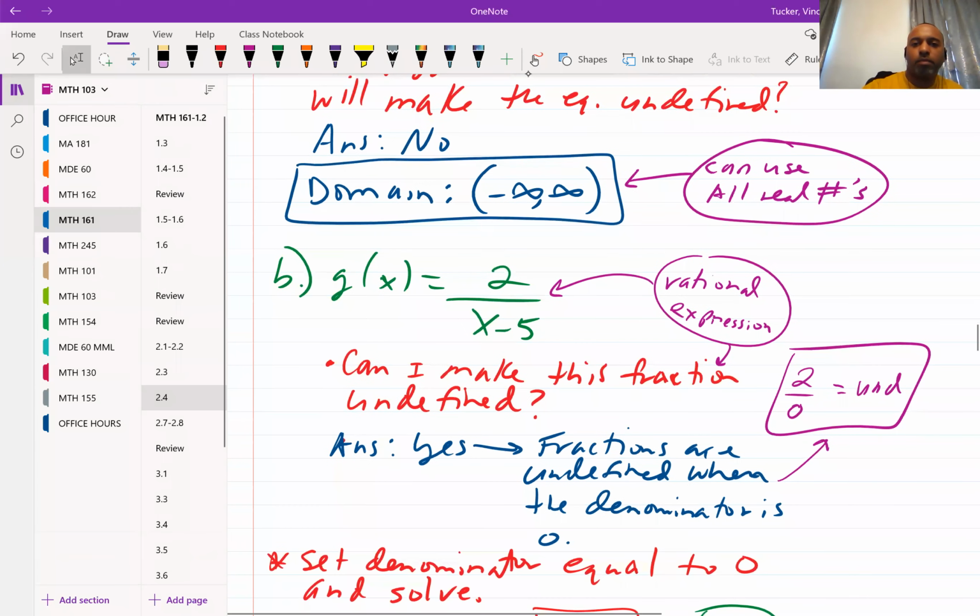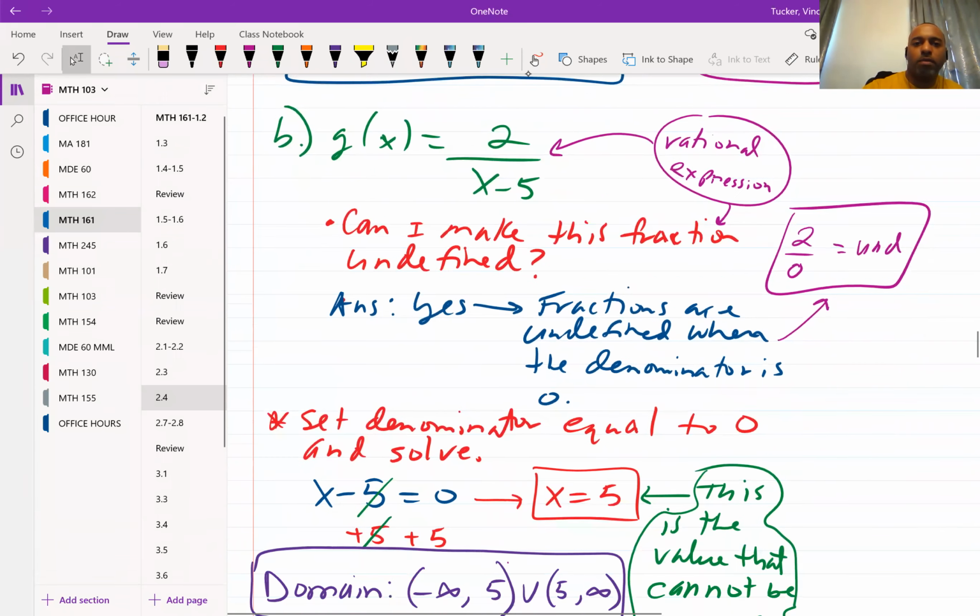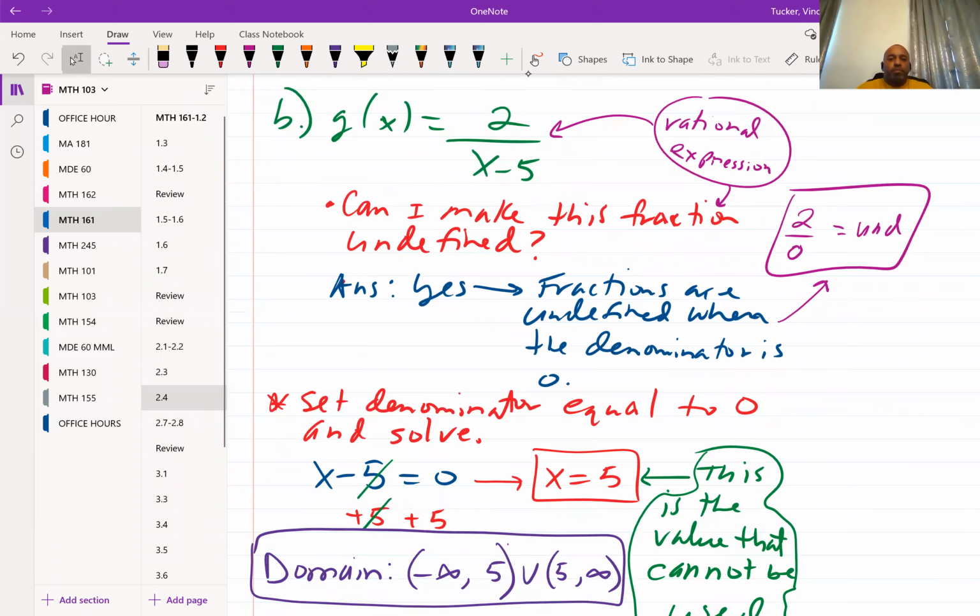All right. I think we're done with that first one. So whenever you have a fraction, this means you're going to set the denominator equal to 0 and solve it if you want to find the domain. Set your denominator equal to 0 because you want to know when your denominator is equal to 0. That will let you know where the problem is.